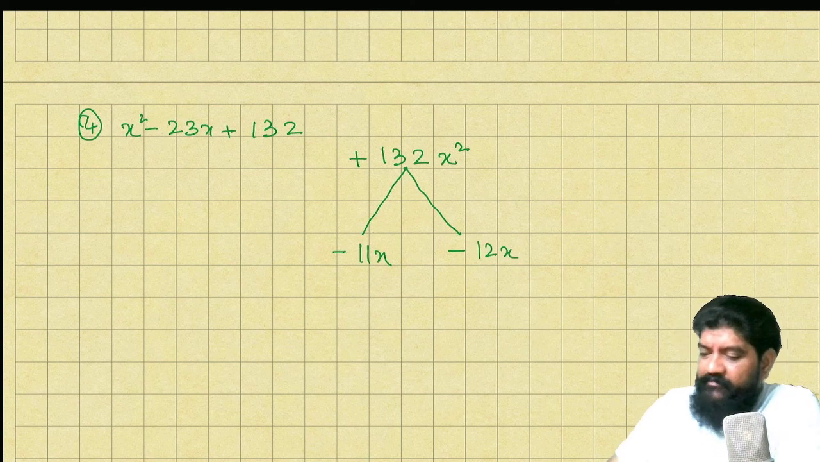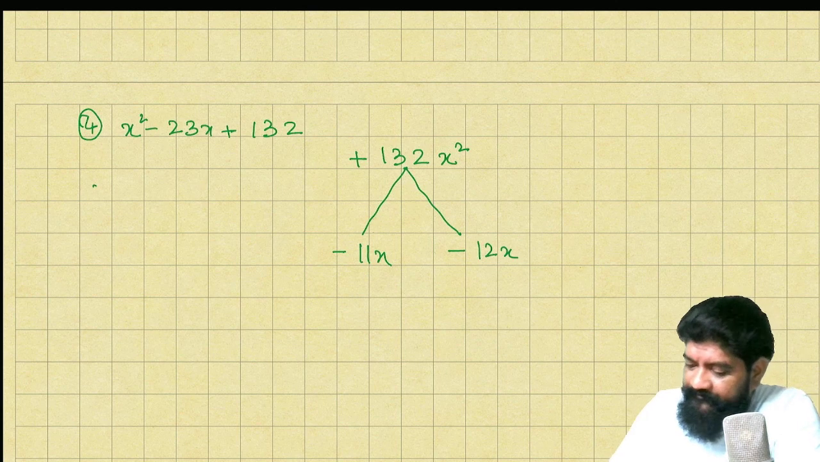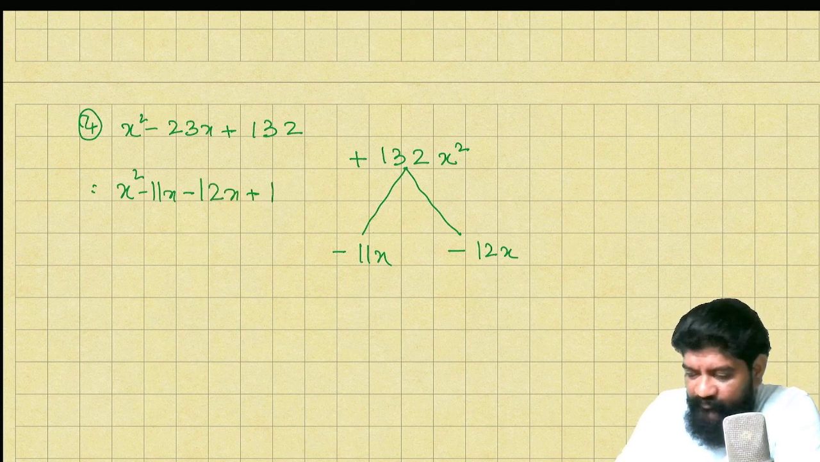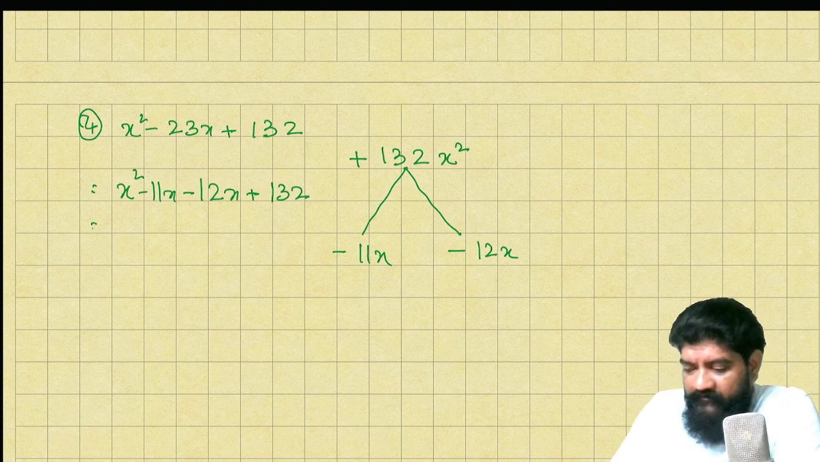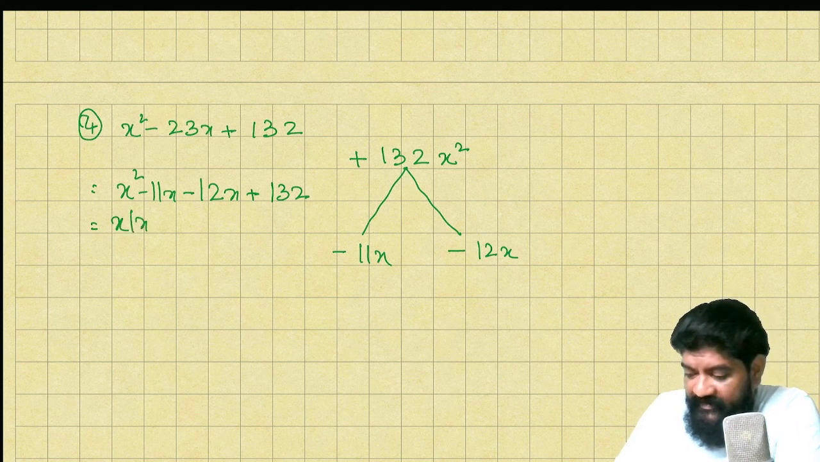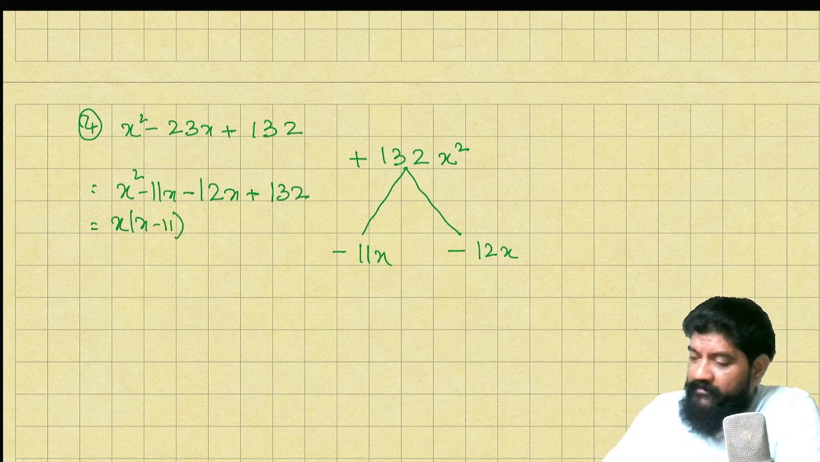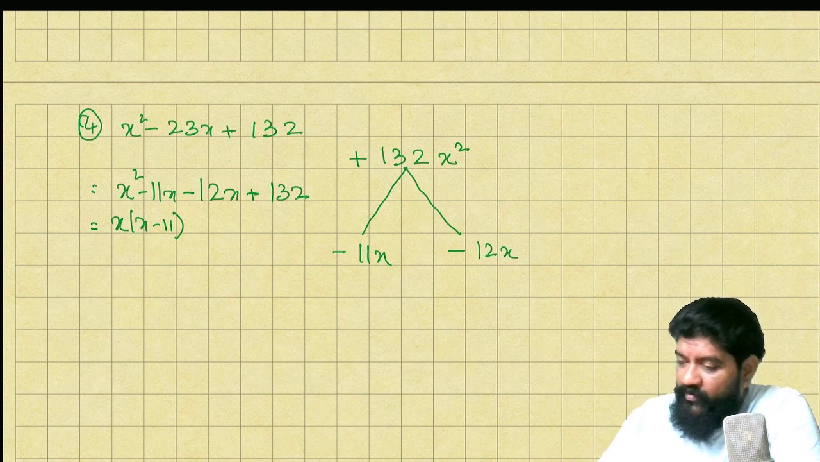Update the same numbers here. So you're going to get x squared minus 11x minus 12x plus 132. From the first two terms, I can take x common out, so I'll remain with x minus 11. Now from the next two terms, we already know the multiplication of 11 and 12, which was 132.